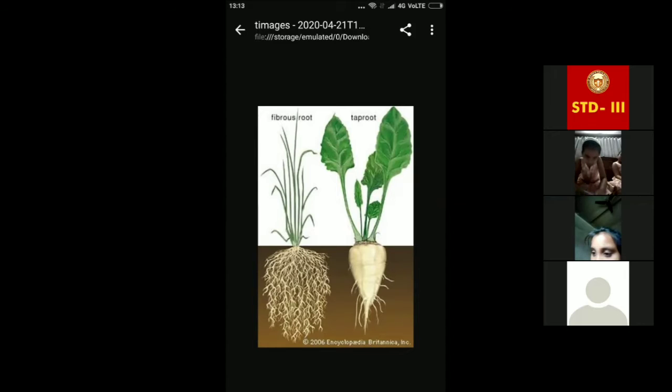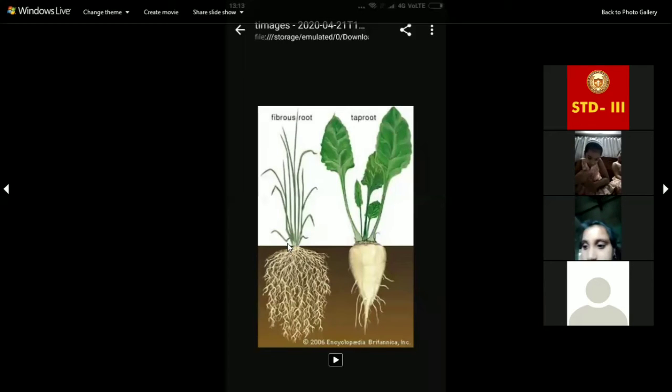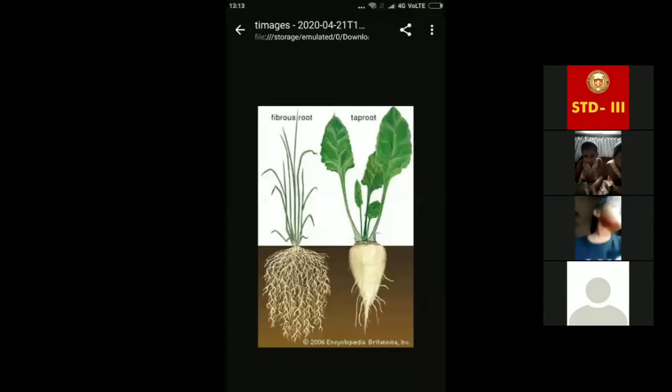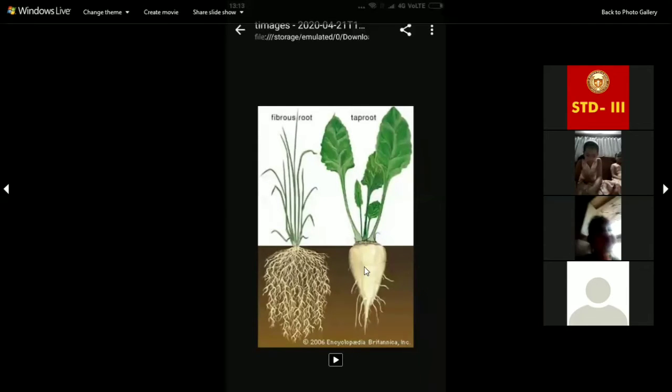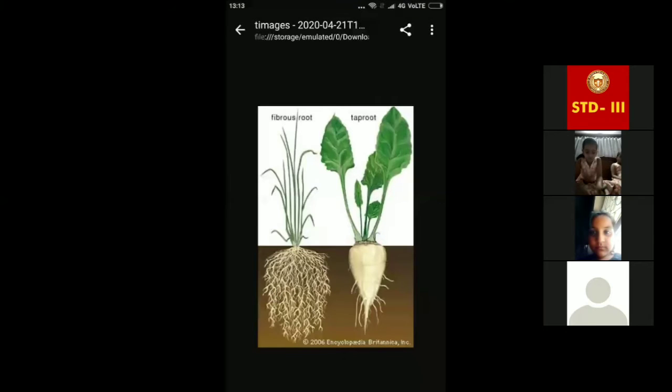Now, here in this picture, the picture at the left side of the page is an example of fibrous root. So what is fibrous root? When a number of roots grow from the end of a stem, it is called fibrous root. In case of taproot, we have seen that only one main root is there. But in fibrous root, no main root is there. A number of roots grow from the end of the stem.